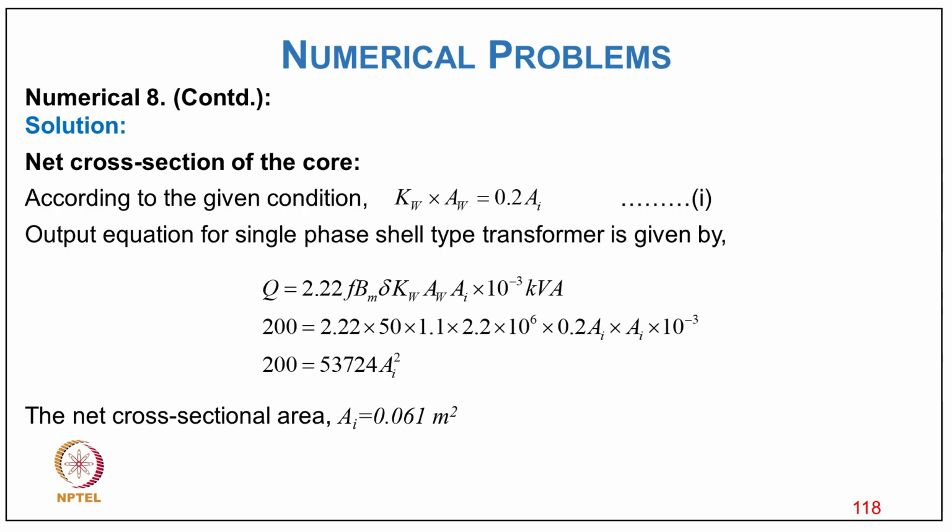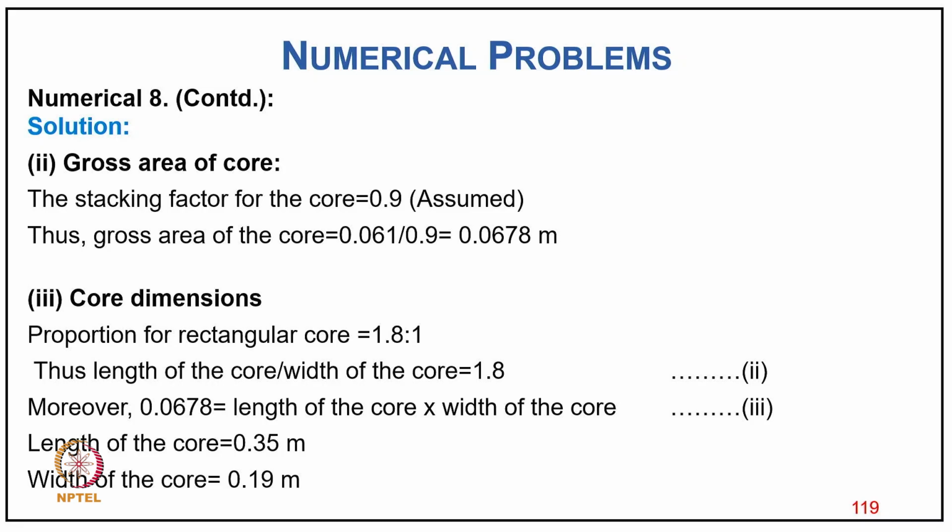Now coming to the solution. Net cross section of the core, according to the given condition, Kw into AW equal to 0.2 AI, and output of this single phase core type transformer Q equal to 2.22 f Bm delta Kw AW AI 10 power minus 3 kVA. So putting the values here, you can get the value of AI equal to 0.061 meter square. For the gross area of the core, the stacking factor of the core is considered 0.9. So the gross area of the core is 0.061 divided by 0.9, that is 0.0678 meter square.